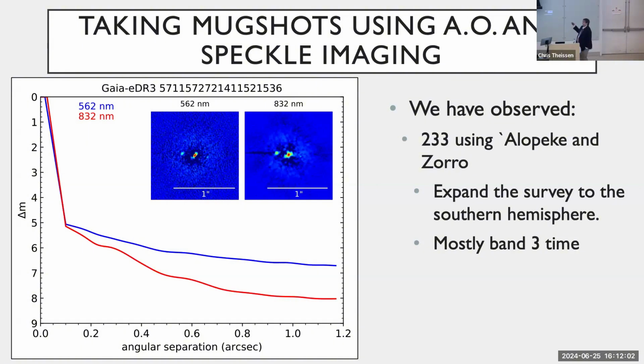So what do we do? We need to go to a bigger telescope so that we can get closer in. At Gemini, we can get down to about 0.02 arcseconds in the red filter, which is this 832 narrowband filter. We've been using Alopeke and Zorro. We have over 230 observed, with a big chunk of those in the southern hemisphere, which is great because Lick is in the north, so we've been able to expand to the south. Mostly this has been Band 3 time, which for those of you who have used Gemini is normally filler time, but it's been awesome because we actually get a lot of these stars observed. We have 500 targets, please observe any of them, and they do, and it's great.